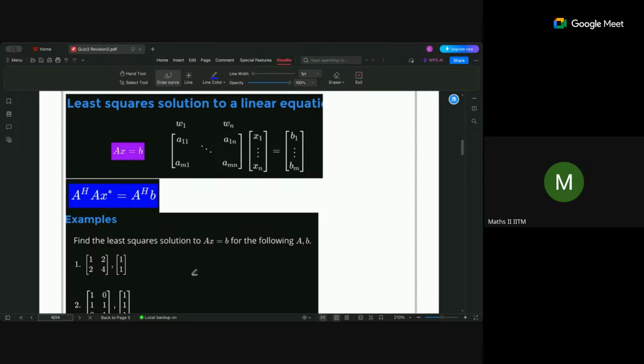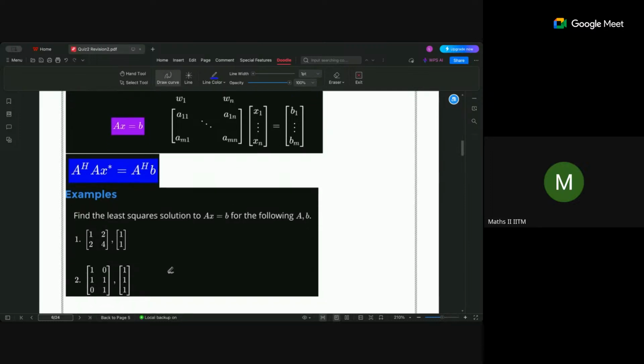Okay, so what is least square solution? Suppose, let us say, Ax is equal to B. This is the system. If that system already has a solution, the least square solution is just the solution of the system. But suppose it does not have a solution, then only we look at the least square solution. It's kind of an approximate solution. Okay, so what is the best approximate solution? That is what is called the least square solution. To find the least square solution of a linear equation Ax is equal to B, we have to solve this equation: A^H A x star is equal to A^H B.